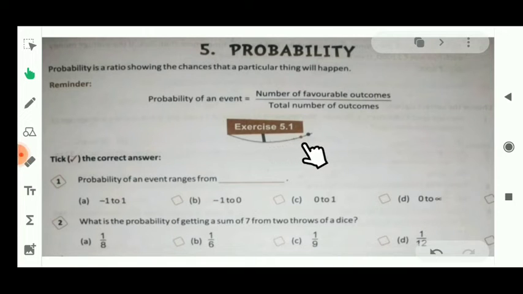Let's see the exercise number 5.1. The question number 1 is, probability of an event ranges from. Its option will be C, that is 0 to 1. That means C option will be right for this question.